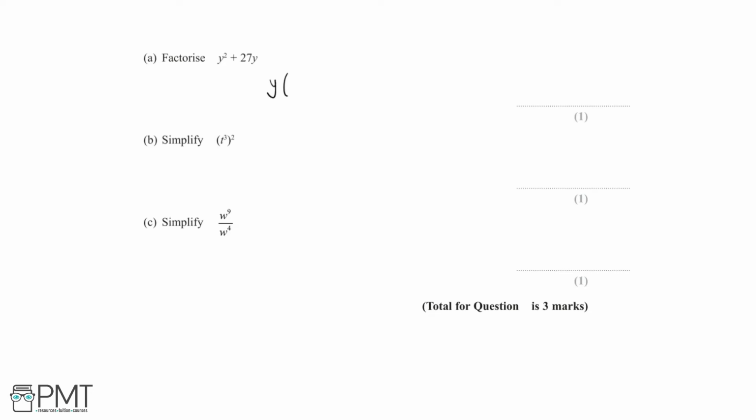And so we'll start with y squared. To get from y to y squared, we multiply by y. And to get from y to 27y, we multiply by 27. And so we can say that y squared plus 27y, fully factorised, is equal to y brackets y plus 27.